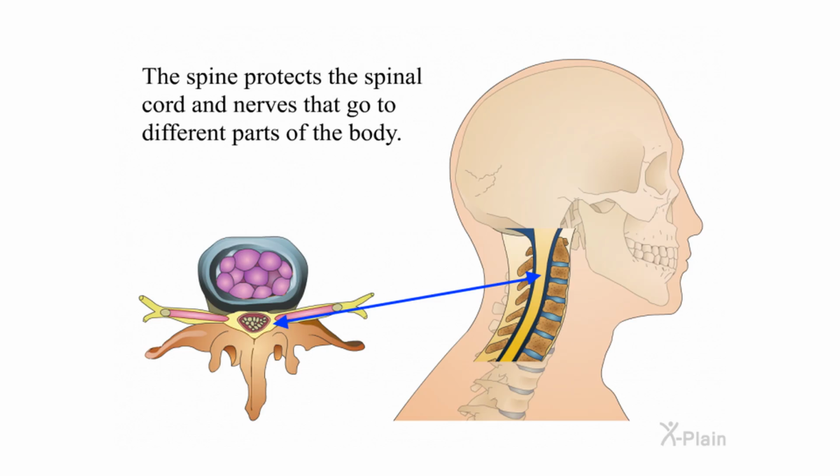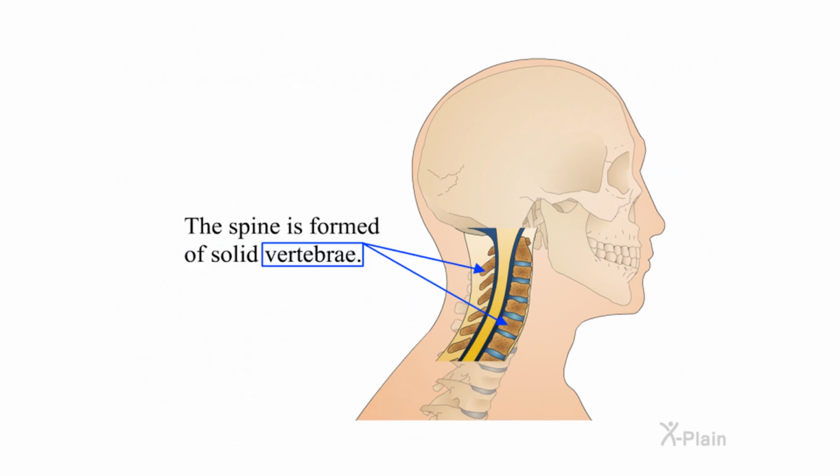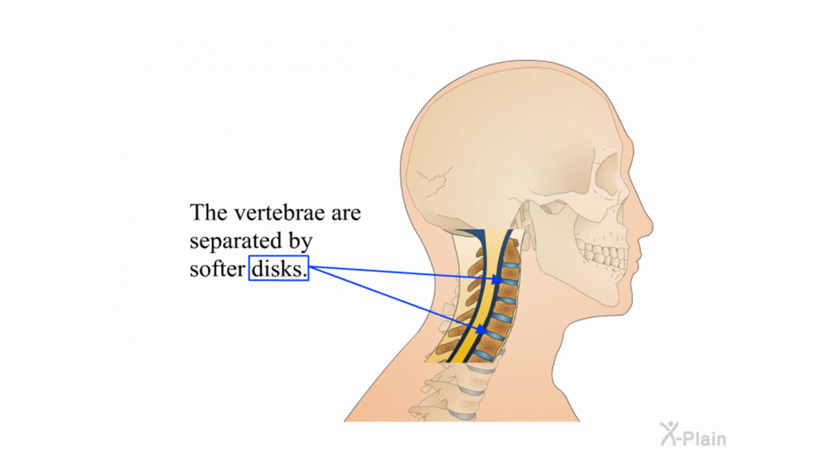Anatomy. The spine protects the spinal cord and nerves that go to different parts of the body. The spine is formed of solid vertebrae. The vertebrae are separated by softer discs.